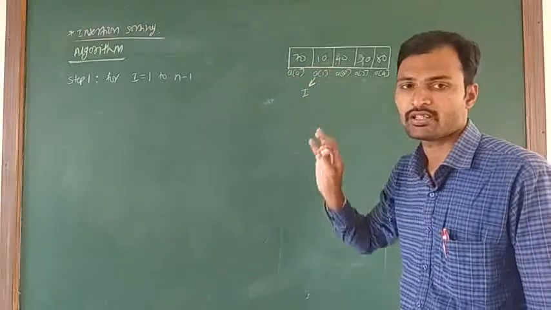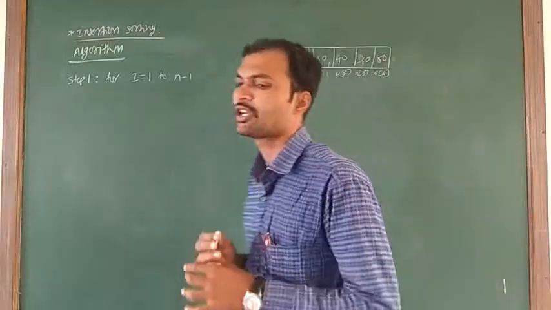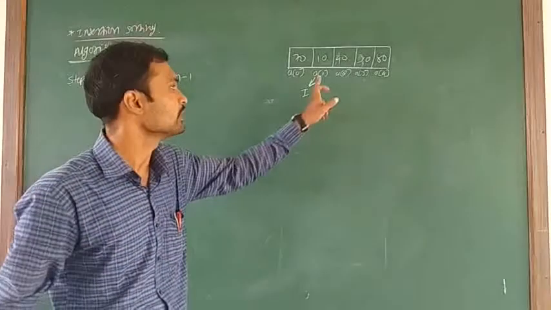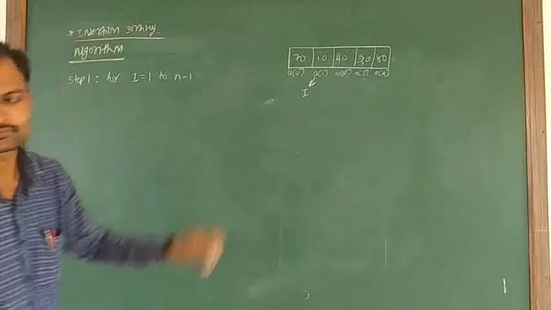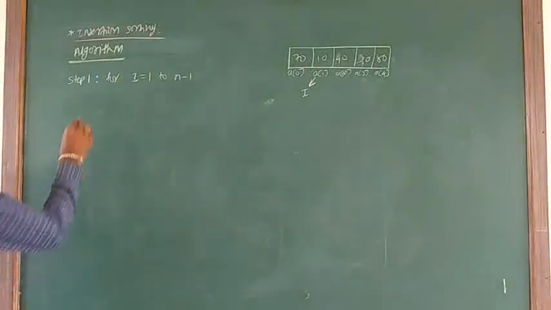It's an assumption that 70 is in the correct position. We will start from this I onwards. Then next, step 2.